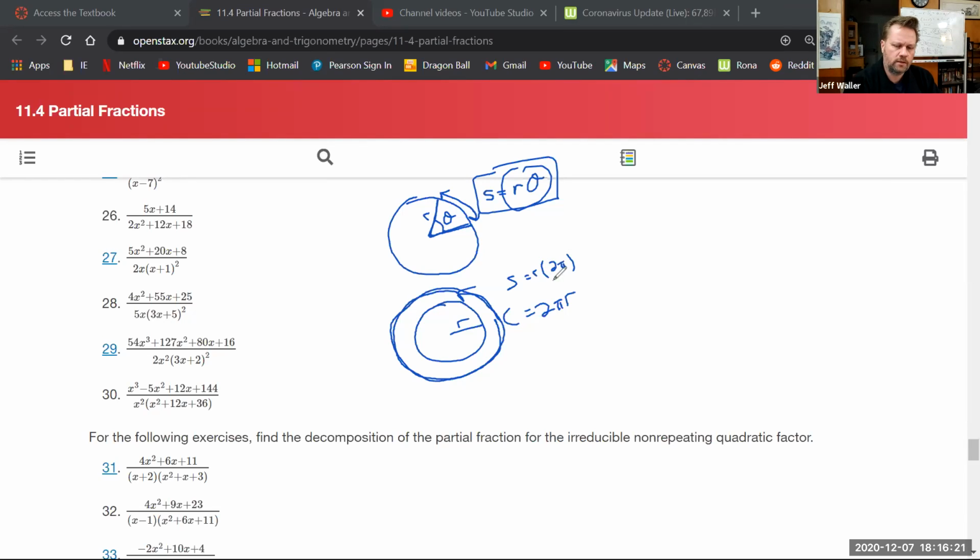Same thing. I like how this looks like somebody's sleeping. Put an ear here. There we go. Some hair. All right.